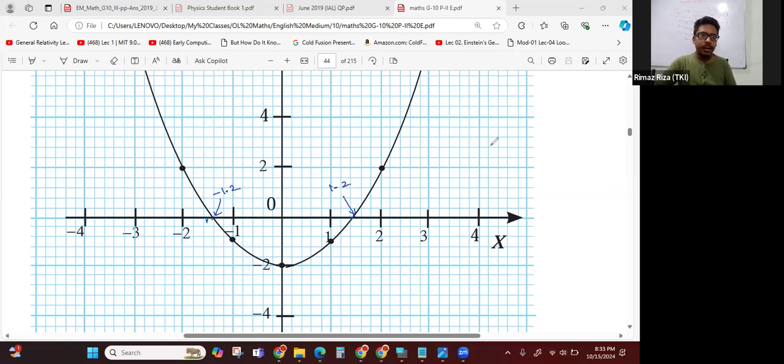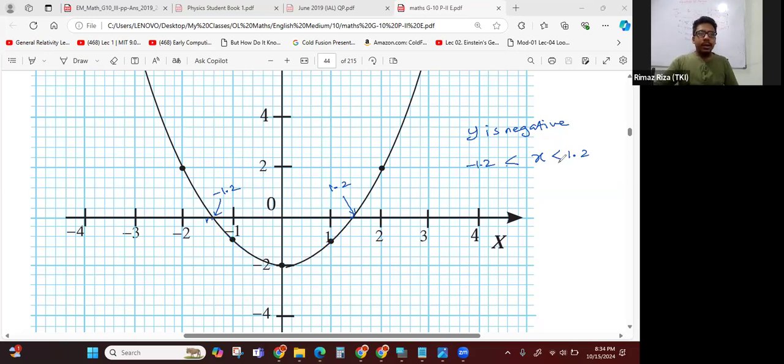Therefore we can say that y is negative in this range: x is less than 1.2 and greater than minus 1.2. So within this range, the graph is negative. You can see in this range the graph is negative, so all these values have negative values, right?